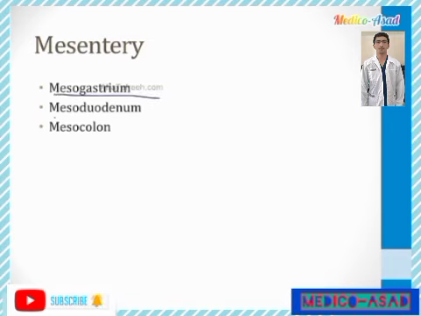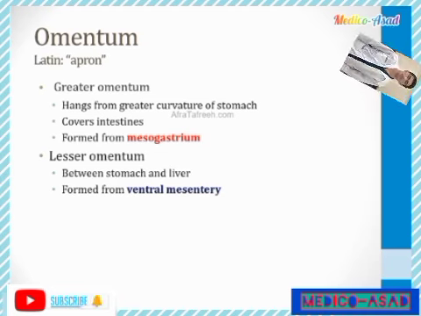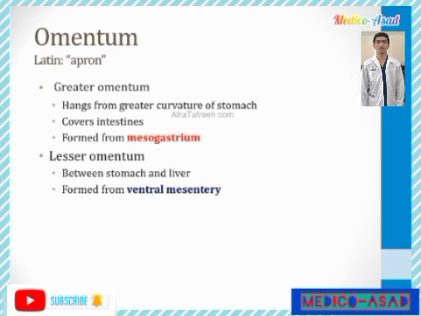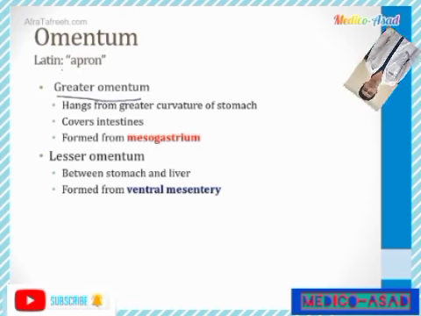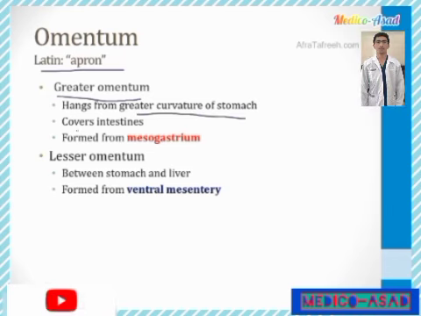The mesentery around the duodenum is mesoduodenum, and around the colon is mesocolon. Hopefully you all get to go into the anatomy lab and open up the abdomen, and when you do, you will see that there is this sheet of connective and fatty tissue hanging off the stomach, and that is called the greater omentum. The word omentum is a Latin word for apron, and the greater omentum hangs from the greater curvature of the stomach and covers the intestines.